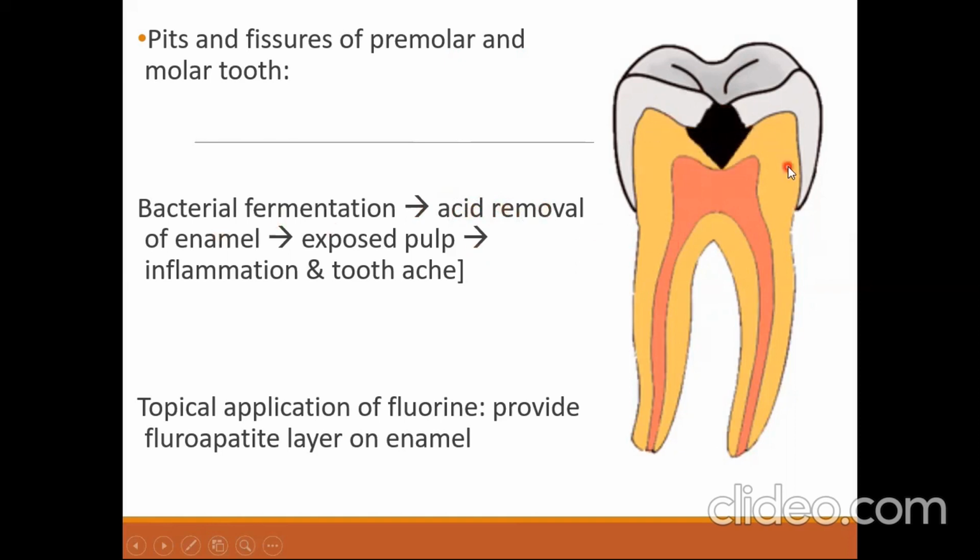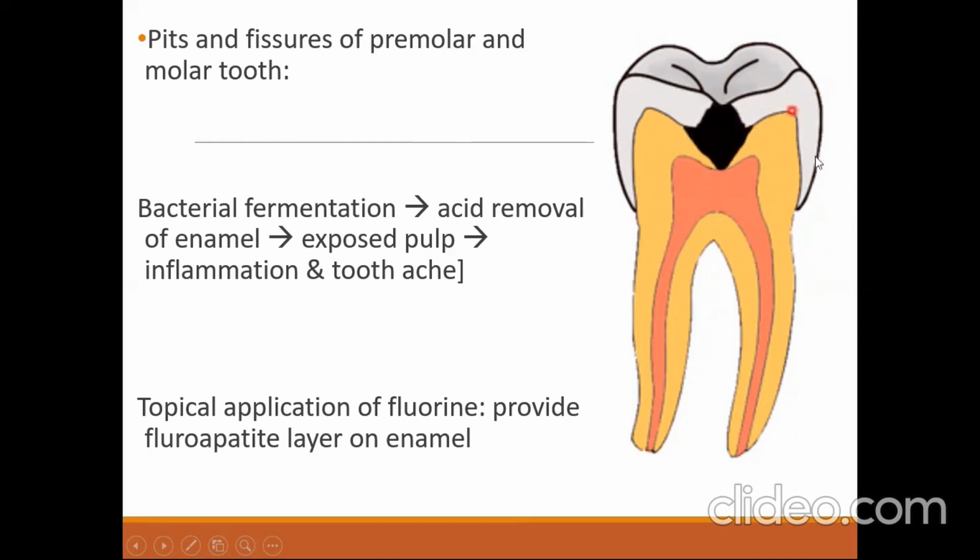So in this picture, this is the enamel, this is the dentine, and this is the pulp of the tooth. What happens when there is bacterial fermentation is, the enamel is exposed to the acid and it removes the enamel and the dentine, exposing the pulp, and hence leads to inflammation and toothache.